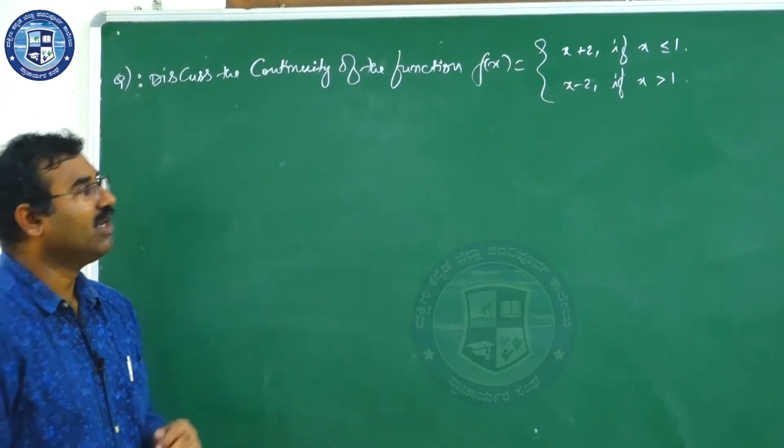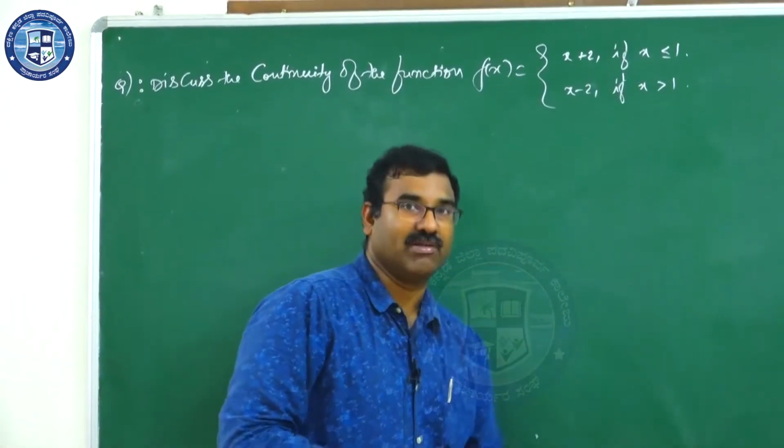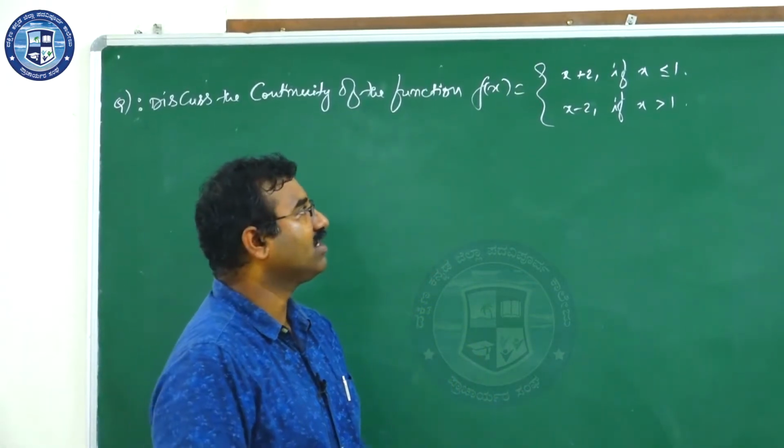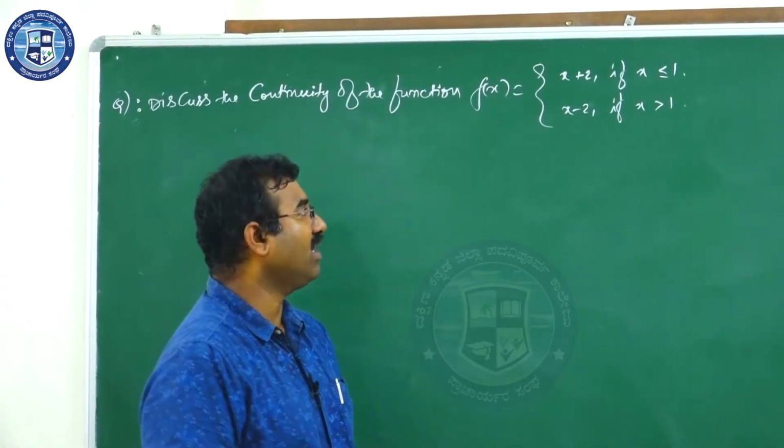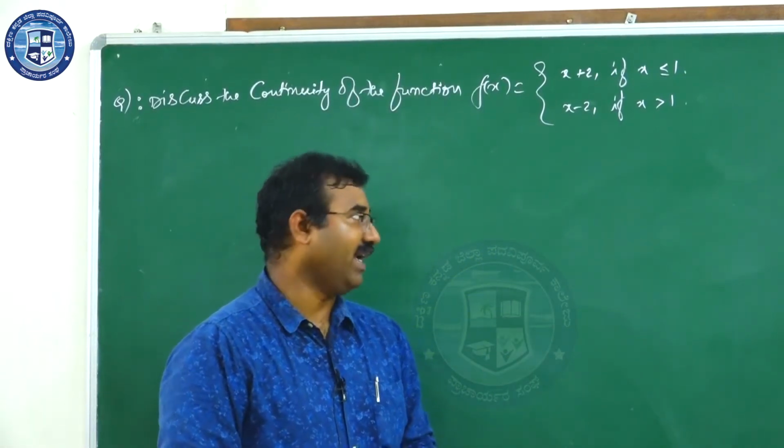So in the first case, we work out for all c less than 1. In the second case we work out c equal to 1, and in the third case we work out c greater than 1. Okay, right?